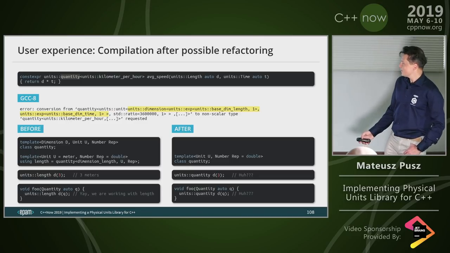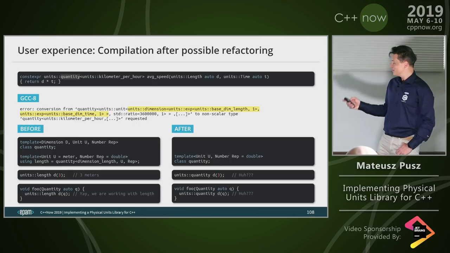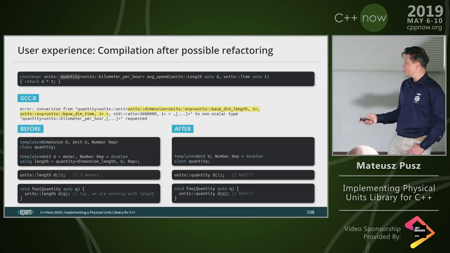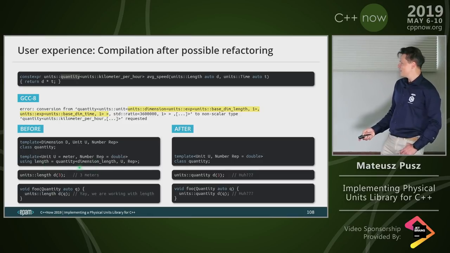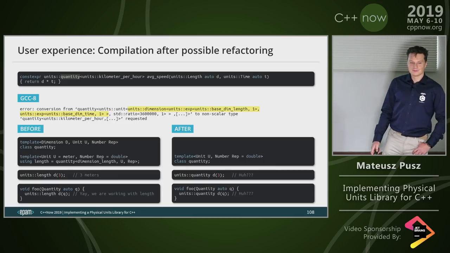I think we can continue this discussion in the library in a week session tomorrow, for example, yes? So basically the discussion here was about this: should we have a length, a quantity of dimension length, or should we just have meters without this length alias?